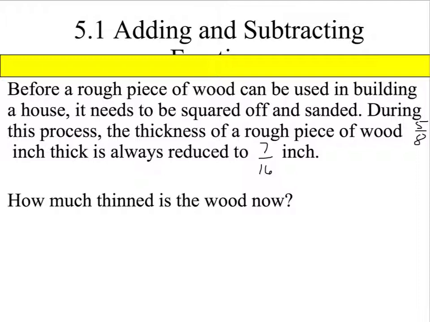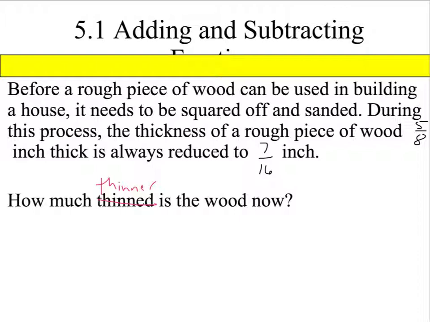All right, so as I look at this, it says before a rough piece of wood can be used in building a house, it needs to be squared off and sanded. During this process, the thickness of the rough piece of wood, which is 5/8 inch thick, is always reduced to 7/16 inches. How much thinner is the wood now? So we're going from 5/8 and we're reducing it to 7/16.